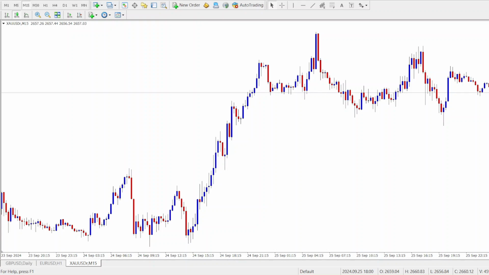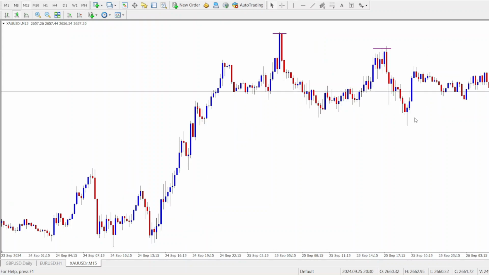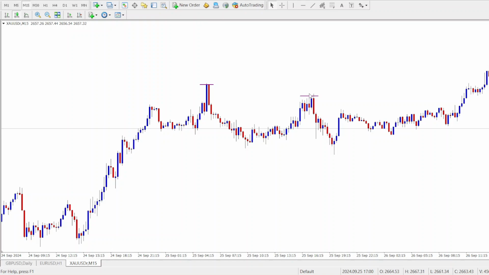Now, what is a swing high? A swing high occurs when the price of a currency pair peaks before reversing direction, something like this. This is a swing high, for example. This is a swing high. This is another swing high. A point where the price peaks before reversing direction.